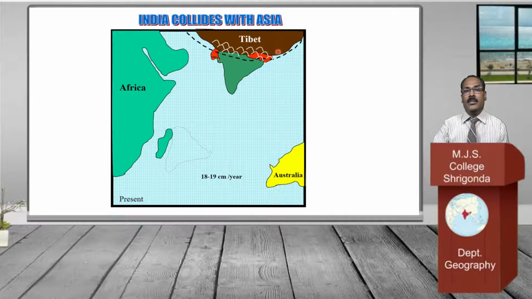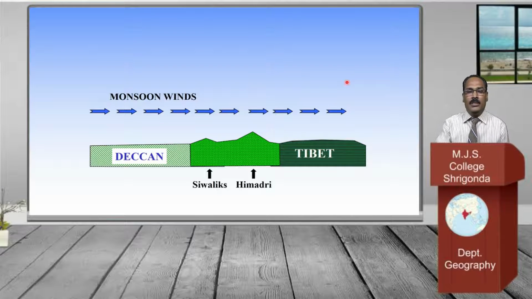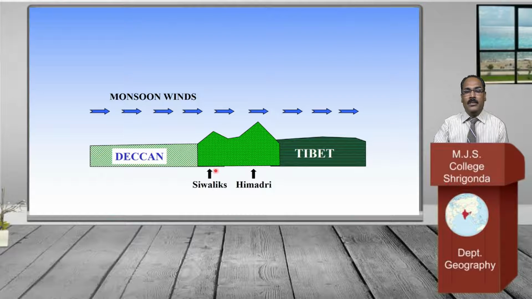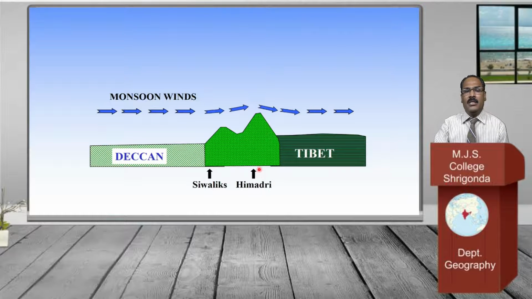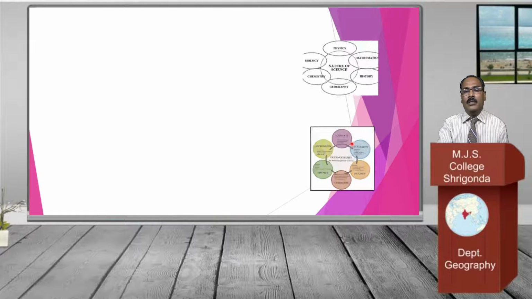This gives the scientific proofs, so the scientific nature. Another, the monsoon wind; here the Himadri and Shivaliks are uplifted.